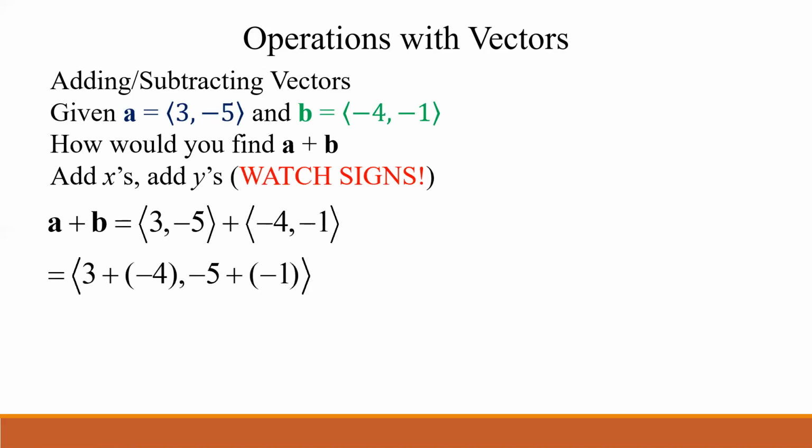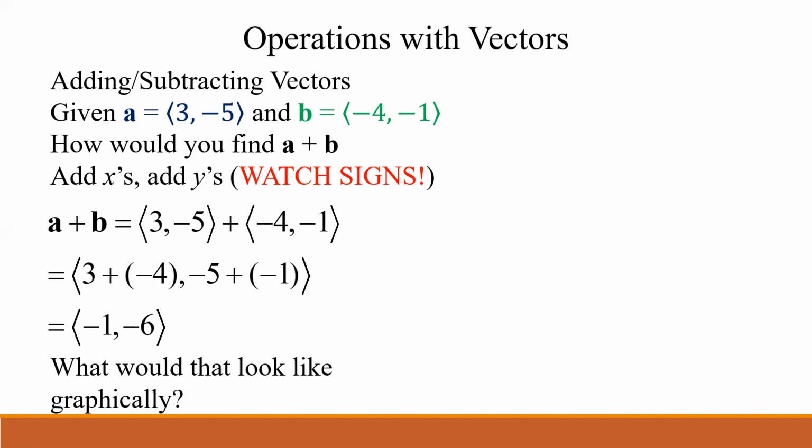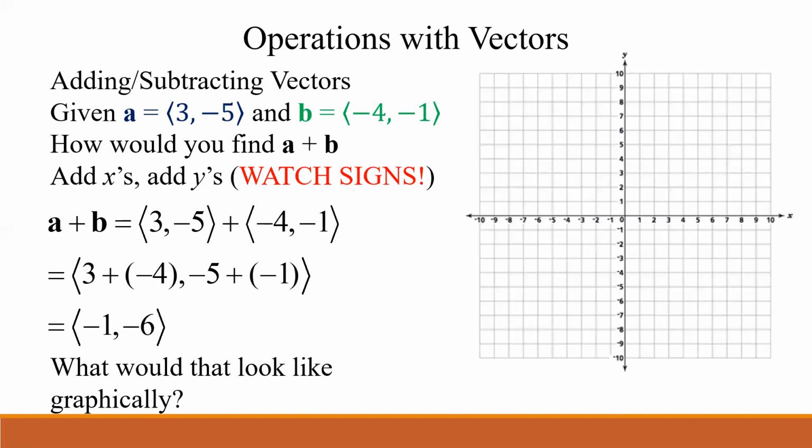So we're going to do 3 plus -4, add the x's, -5 plus -1, add the y's, ends up being -1, -6. Okay, and that's it. That's all there is to it. I do want to show you what it would look like graphically also, because it's a good way to kind of check your work. You have some graph paper handy. So if I graph the first vector, so that's my 3, -5. And then if I graph my second vector, -4, -1, is right there.